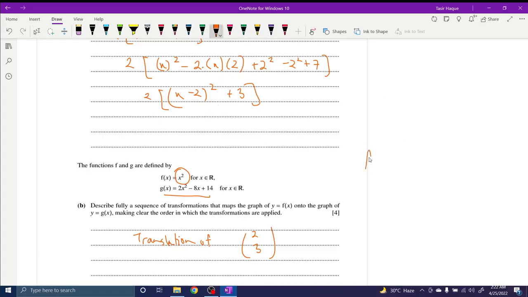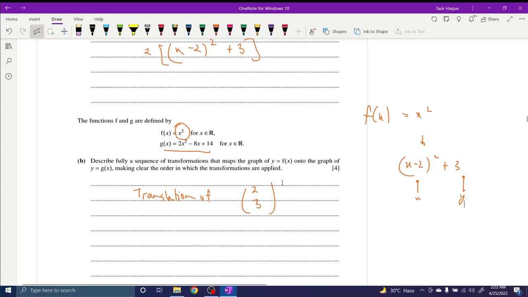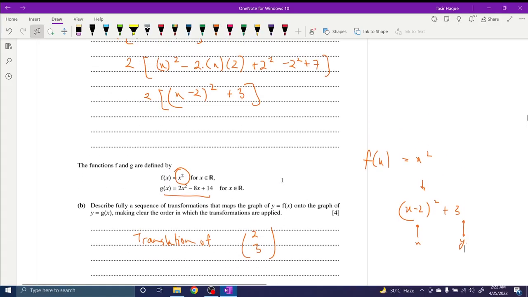So this is what we did initially. This is fx, x square. We did this first. x minus 2 whole square plus 3. So this part is the x translation, this part is the y translation. We don't need to invert the y one. The y remains as plus 3. So this is the first part.